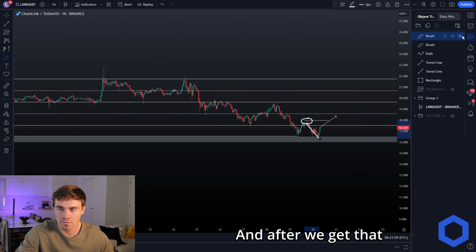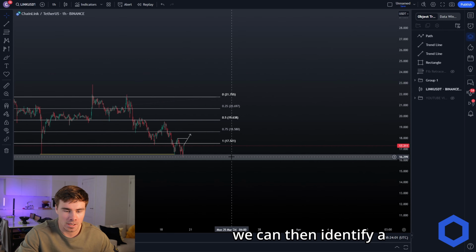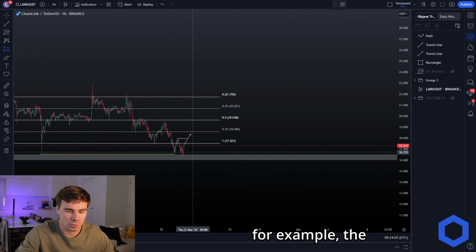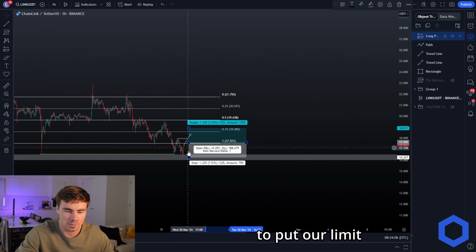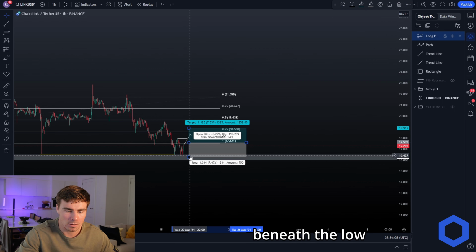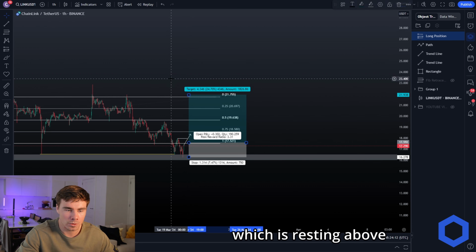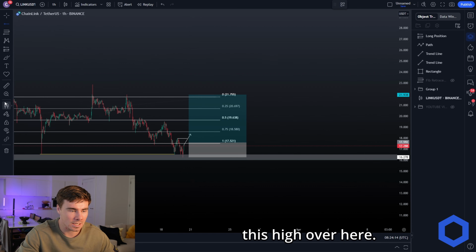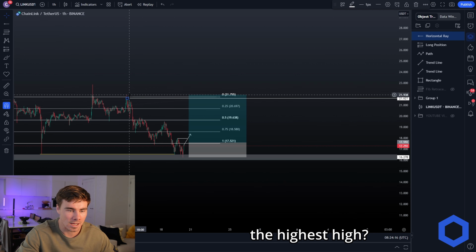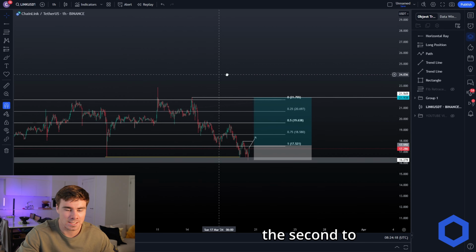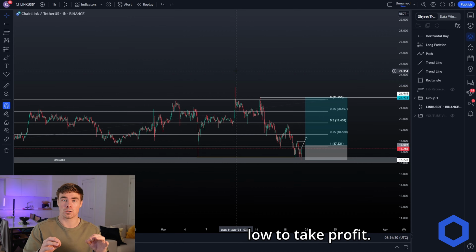And after we get that final trigger, we can then identify a level of support, for example the range low area, to put our limit long, invalidation beneath the low of the deviation, and our target is that range high liquidity pool, which is resting above this high over here. Why this high and not the highest high? Because we always use the second to highest high or the second to lowest low to take profit.